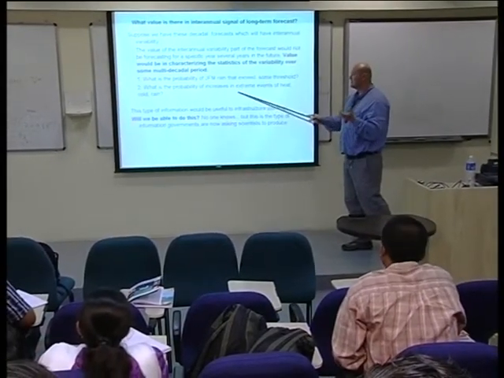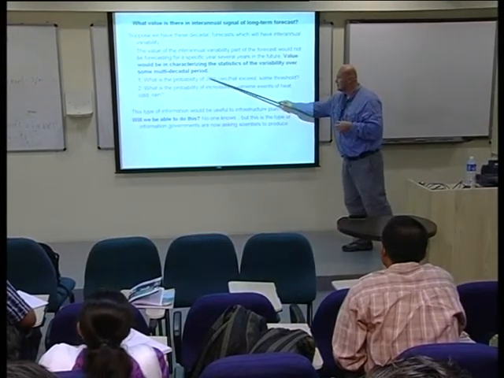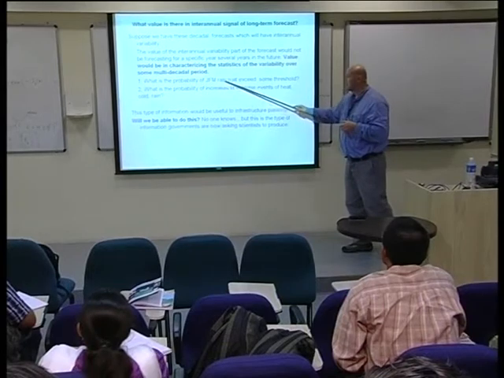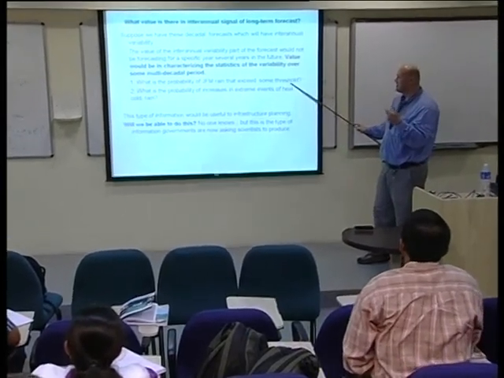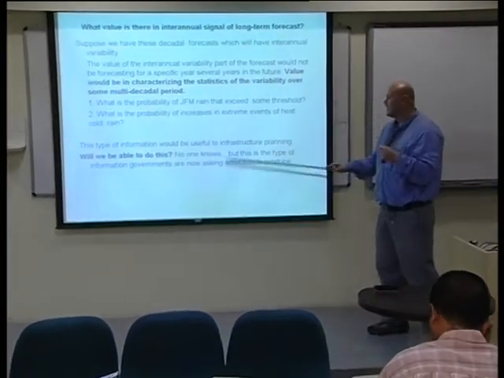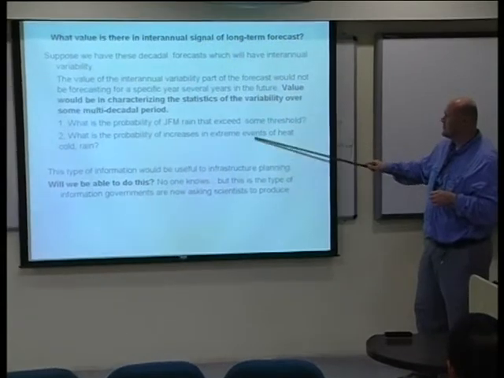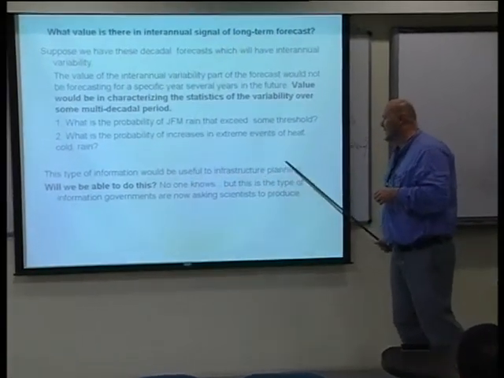And you can ask questions like, what's the probability that we get, into these little acronyms here, JFM rain, this is January, February, March rain, that exceeds some threshold at some location or some region. What's the probability of increases in extreme events for heat or cold or rain? And that's the sort of information you could use. And that's the sort of information actually that infrastructure planning people want.